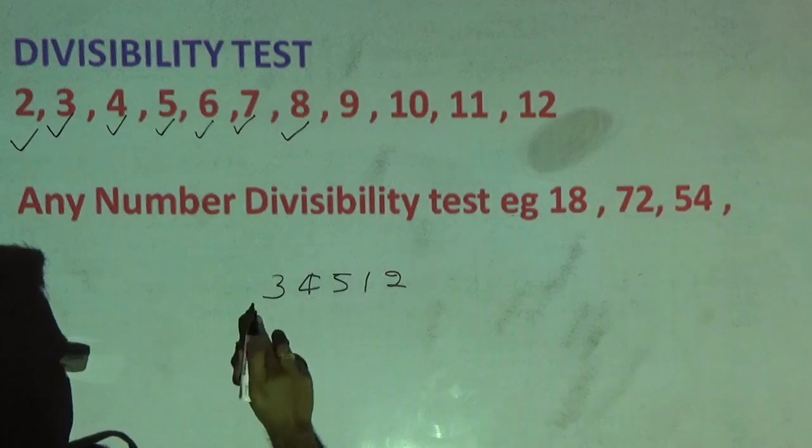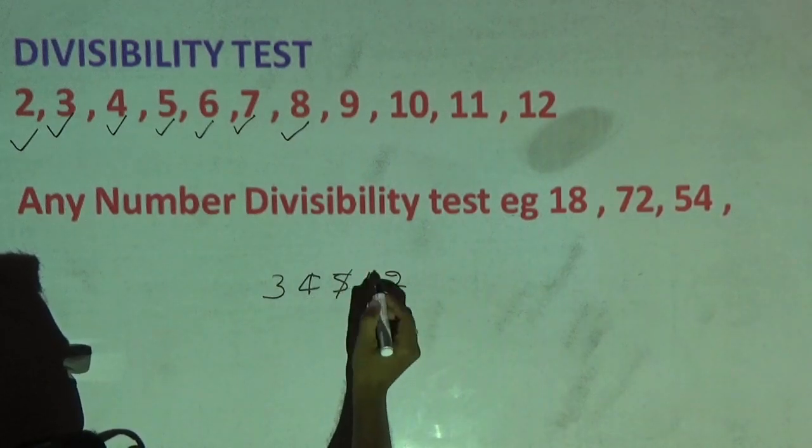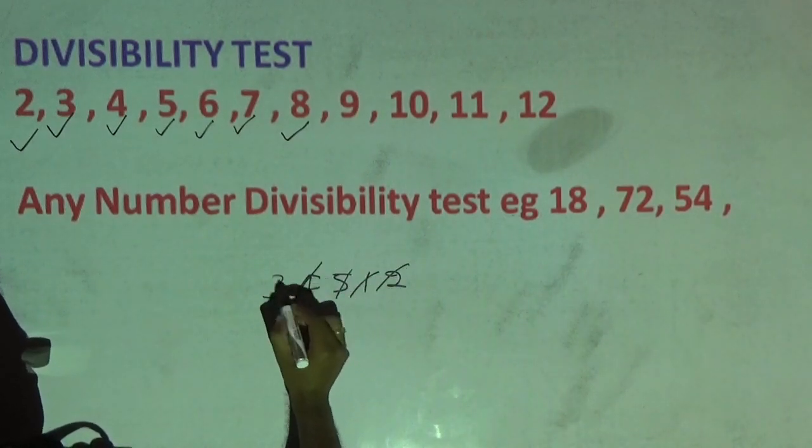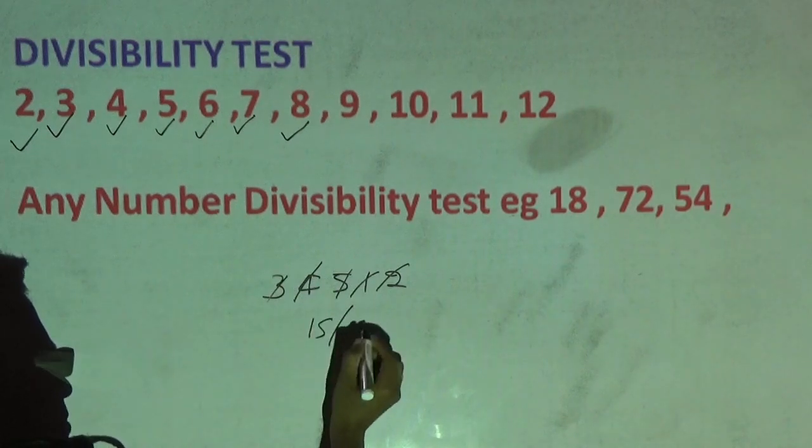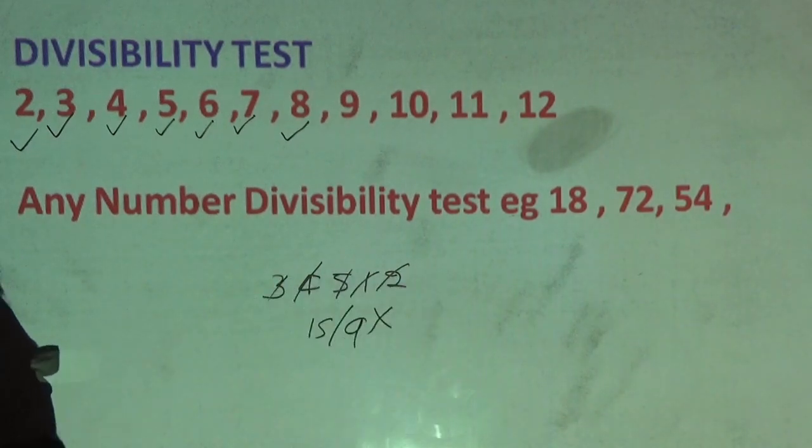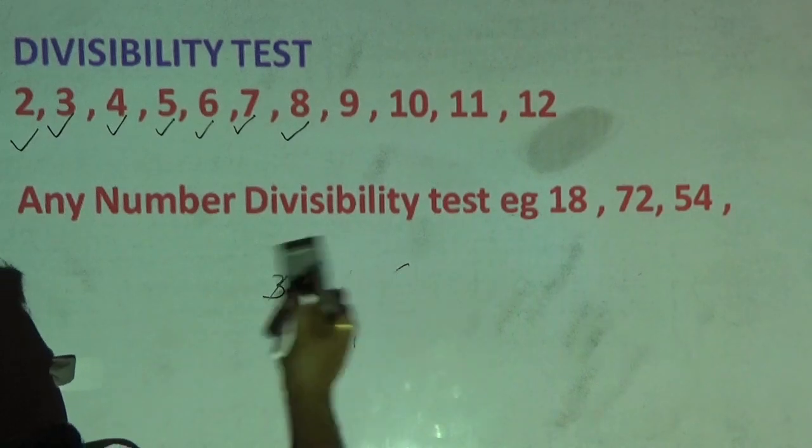So, you make the sum of all the digits. See, 5, 6, 7, 8, 12, 15. So, is 15 divisible by 9? No, therefore this number is not divisible by 9. Okay, another example I will take.